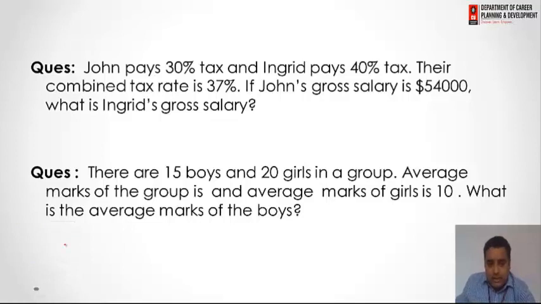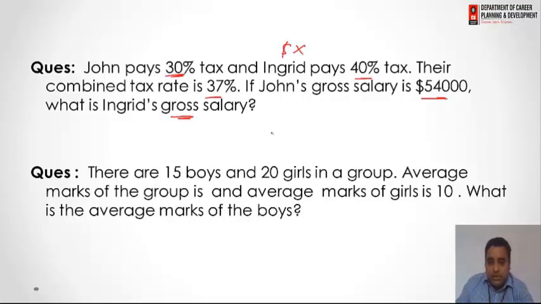Like this question, we have John pays 30% of the taxes and Ingrid pays 40% taxes. The combined rate is 37%. If John's gross salary is 54,000, what is Ingrid's gross salary? So now if we say the question in a very easy manner, we can say the salary of Ingrid as X dollars.